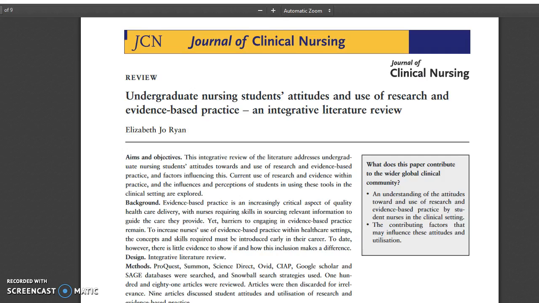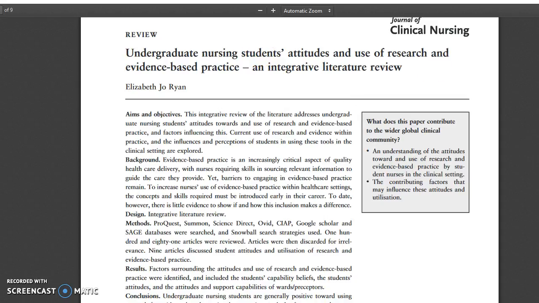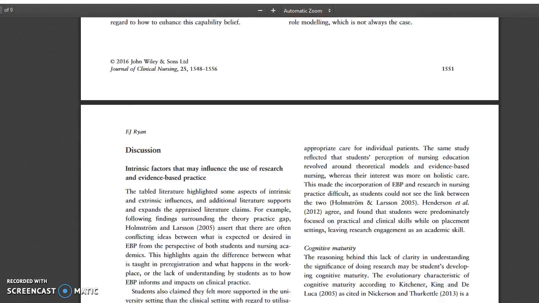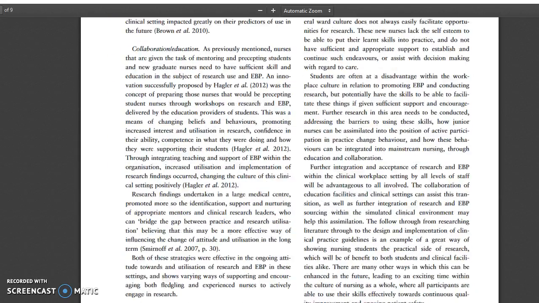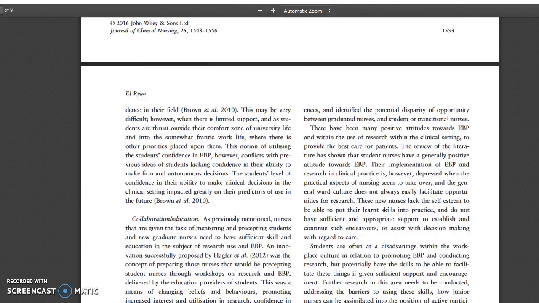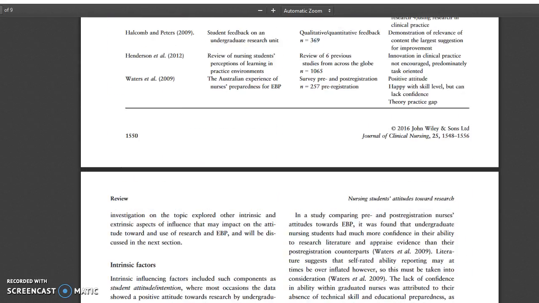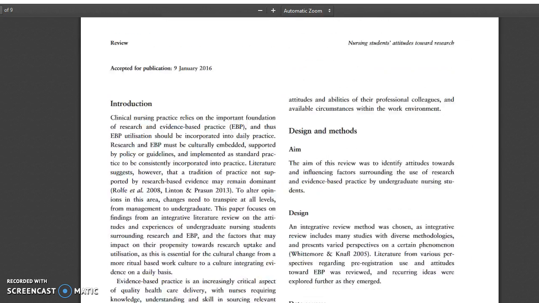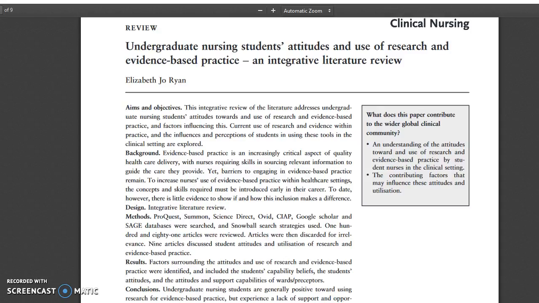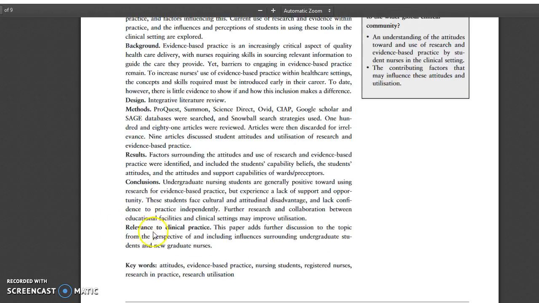Okay, now this one is about undergraduate nursing students' attitudes and use of research and evidence-based practice. So if we pop down and have a look at the relevance to clinical practice, let's have a look. What has this person said? Okay, they haven't done it in the traditional sense, but we have this section up here that says, what does this contribute? So effectively, what does this contribute to the wider global clinical community is pretty similar to relevance to clinical practice. And you can see they've got it here in the abstract. So it really is about drawing those links back to the clinical area in whatever you do.